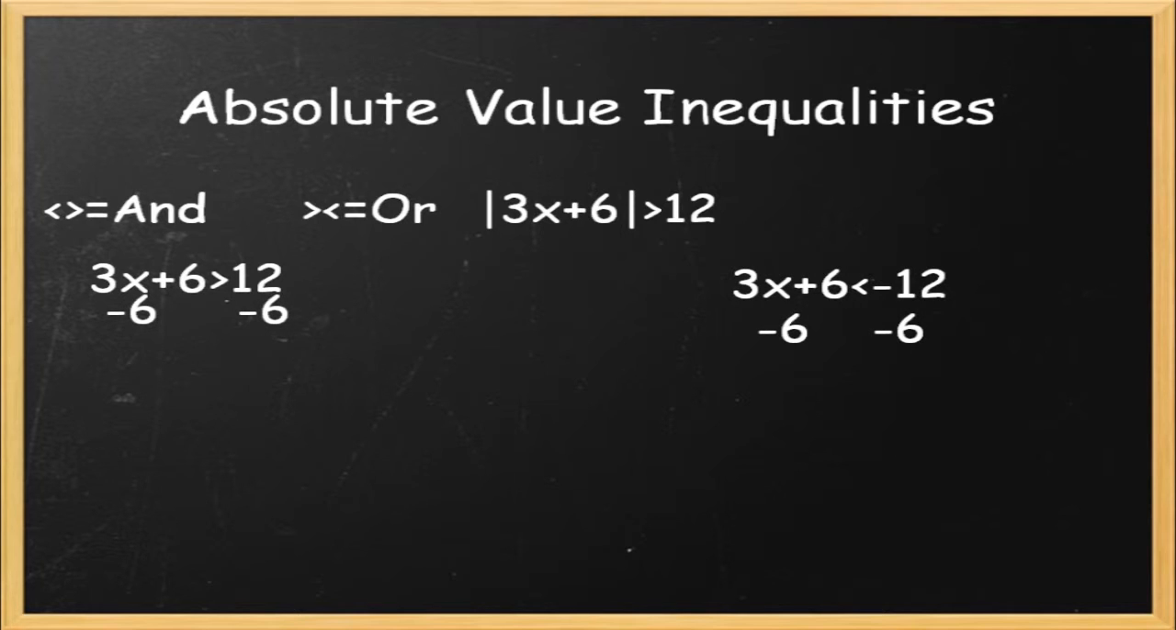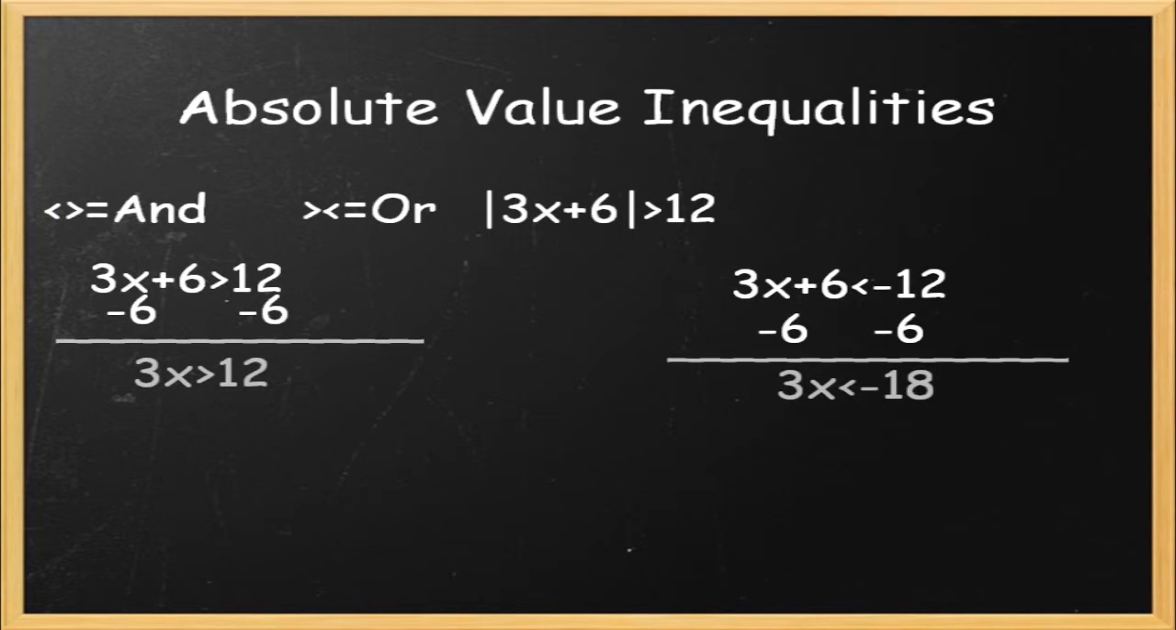Since the absolute value is by itself, you can just draw your 2 equations, but when you draw your second equation, you have to remember to switch the sign and turn the answer negative. Second equation, you do 2 things. Flip the sign, and make the answer negative. Now, you subtract 6, like inverse operations. Now you get 3x is greater than 12, and 3x is less than negative 18. You divide by 3, because x is being multiplied by 3.